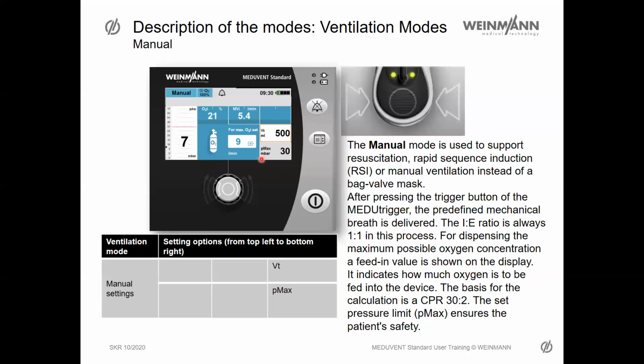Last but not least, the manual mode. For CPR or for RSI, you can use the manual mode to ventilate the patient manually. The basis is that the CPR mode is 32:2. So the pressure limit is the maximum which the device will deliver, even for the mask ventilation.